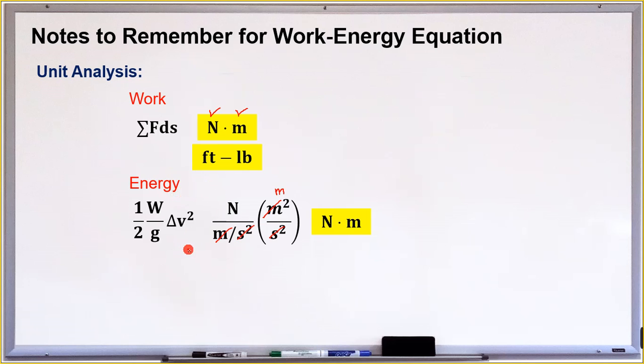How about for the English? So for the English, the weight is in pounds, gravity is foot per second square, and then for the velocity, feet square over second square. So the second square cancels, and one foot cancels. So what's left is foot pound. Okay? So be consistent with your units. So that is the unit for the work and energy.